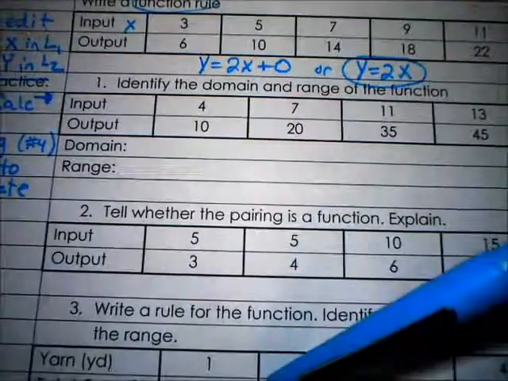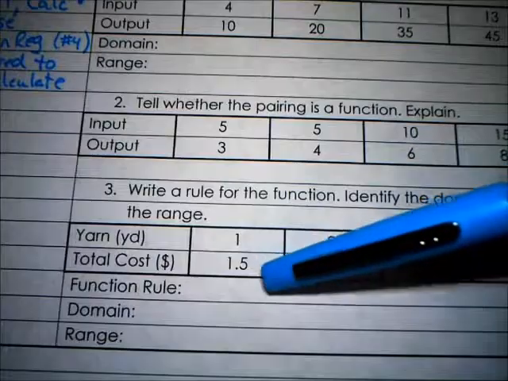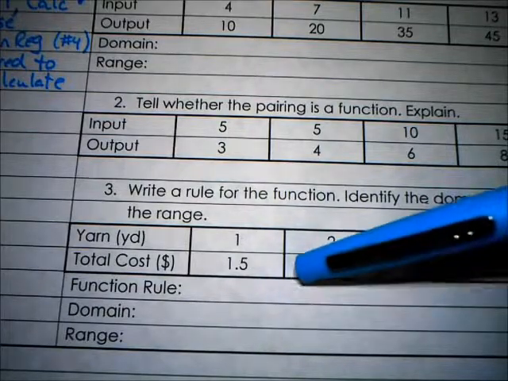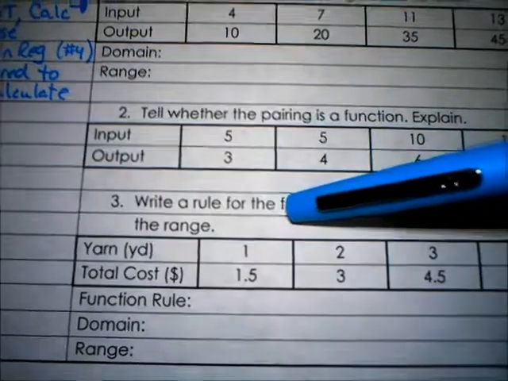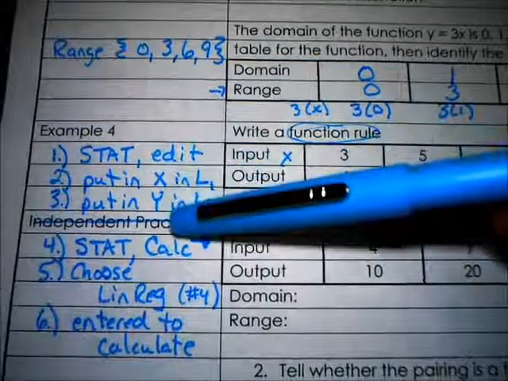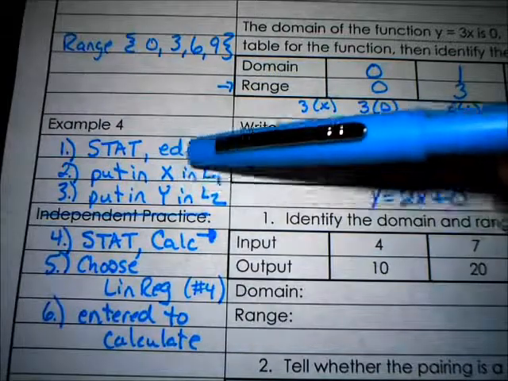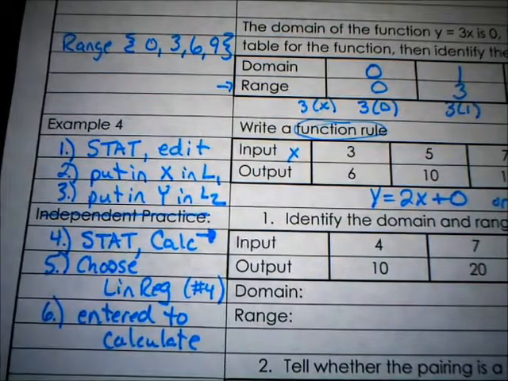Here's the independent practice problems. I know you can work 1 and 2, but for number 3, do wait on that one to do in class so that you can find your rule for your function using these steps over here on the side. Make sure you have those copied down because this shows you how to get the equation of your line. I will allow you to do that in class.